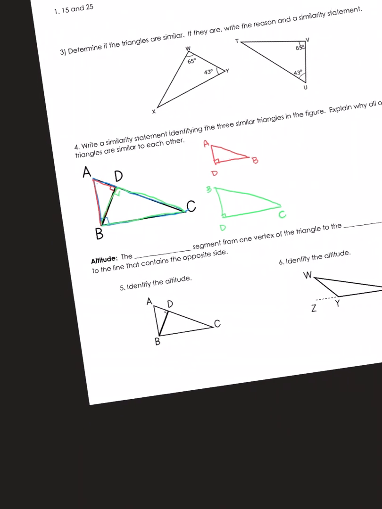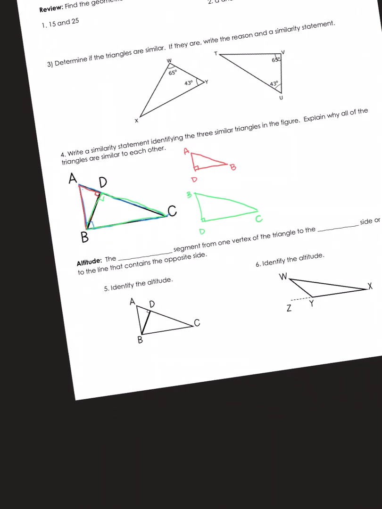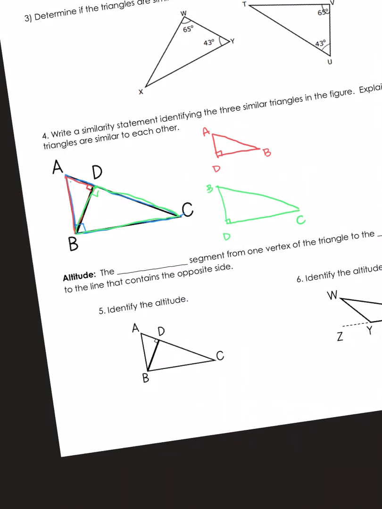So the question is, it says, write a similarity statement identifying the 3 similar triangles in the figure and explain why all the triangles are similar to each other. So the question is, are they similar? So if we look at the big blue triangle and the little red triangle, we know that they both have these right angles, right? So there's one pair of angles, but they also both share this angle A by the reflexive property, right?